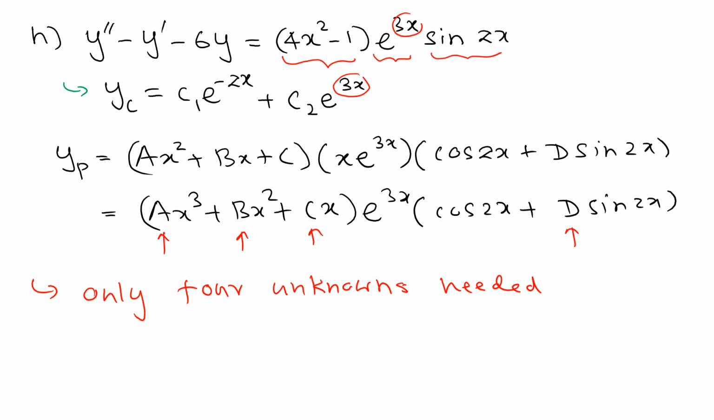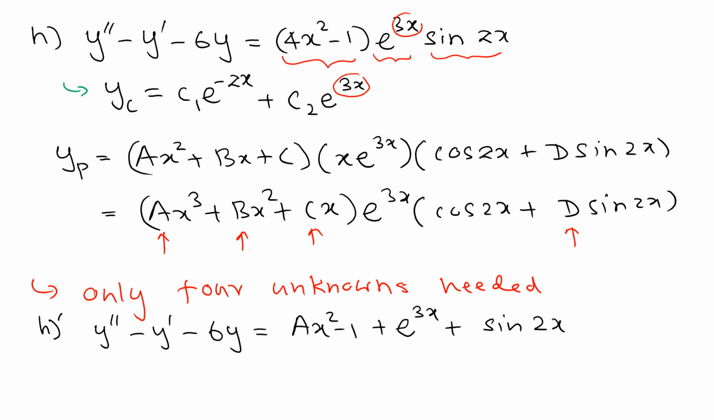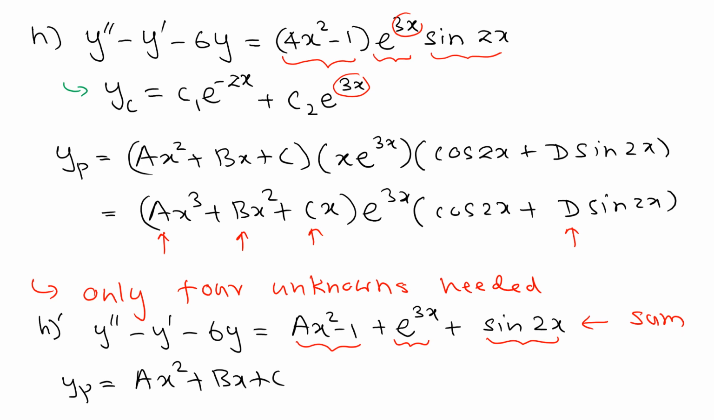Okay, so let's look at the next one. What if instead of a product, now you have a sum here? If you have a sum, it is different now, because you have to write the form for each one separately. In this case, you will have more unknowns. It's the same yc. So the yp now is going to be, for the polynomial term, a x squared plus bx plus c. So that's the polynomial part.